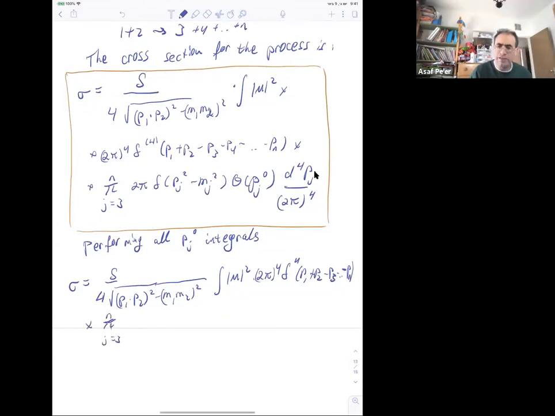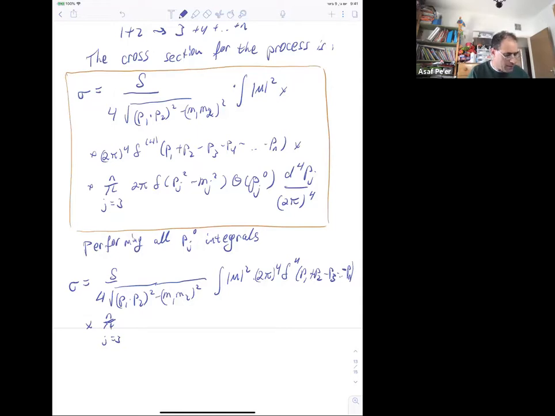By the way, you're familiar with this pi symbol, right? The multiplication of. Is there anybody who is not familiar with that symbol? Like a sum, but multiplying, right?